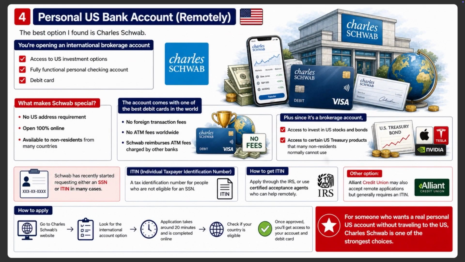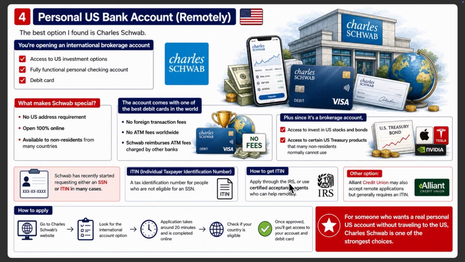However, Schwab has recently started requesting either an SSN or ITIN in many cases. Since non-residents usually do not have a social security number, the practical option is an ITIN. An ITIN, or Individual Taxpayer Identification Number, is a tax identification number for people who are not eligible for an SSN. Many banks now ask foreign applicants for an ITIN for reporting and verification purposes.